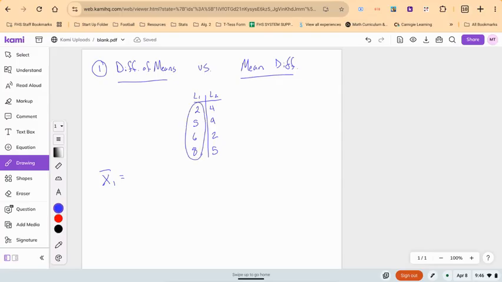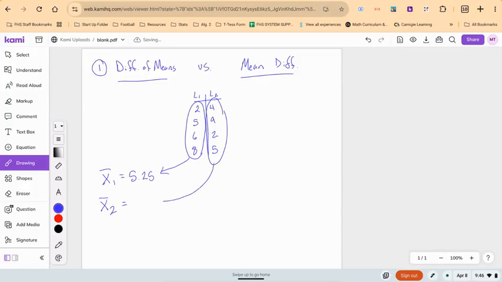Okay, so that average is 5.25. And then we're going to take the sample average of list two, which are all these numbers over here. Okay, and that's 5. And what the difference of means says is we're going to take these two averages and essentially subtract those two averages. Okay, so that's the idea of what's happening with the difference of means.